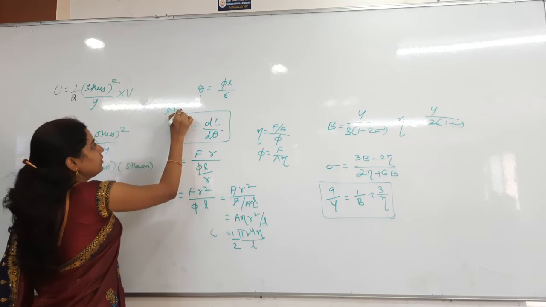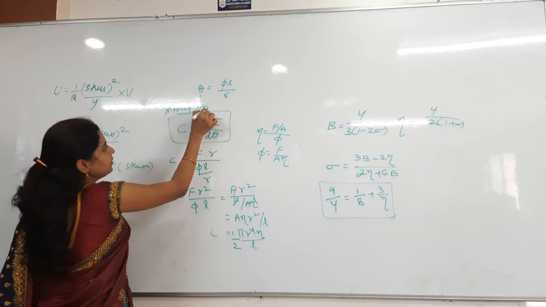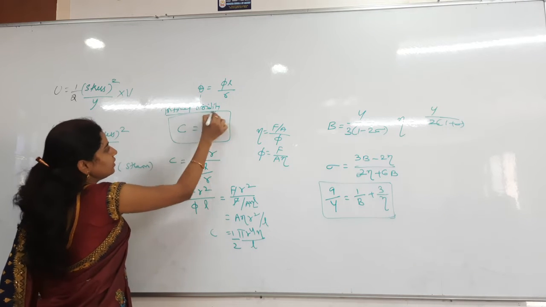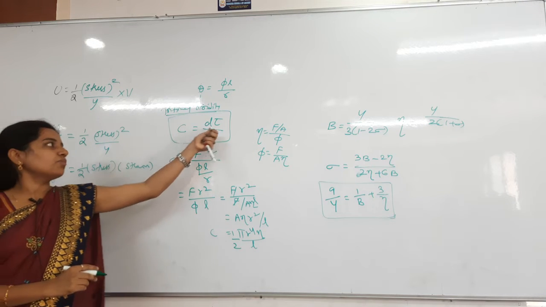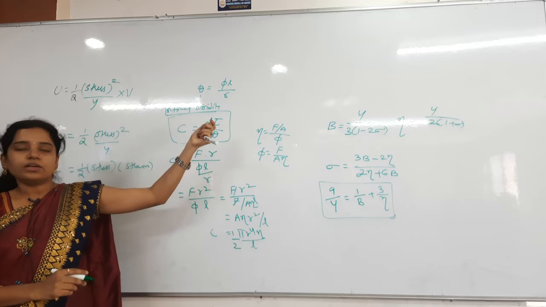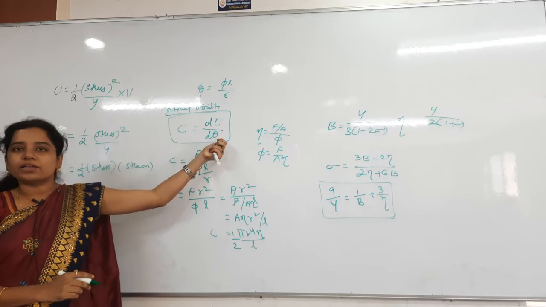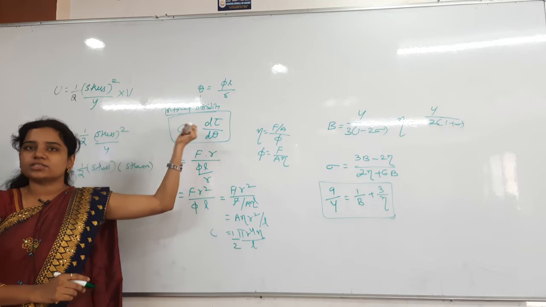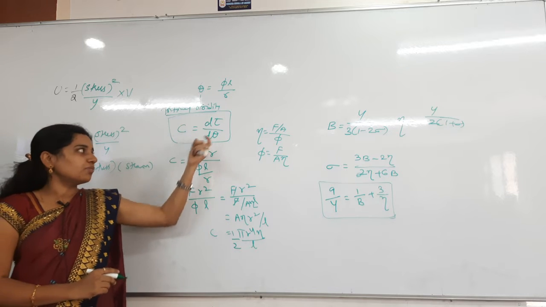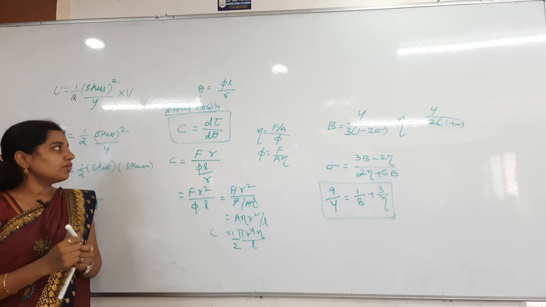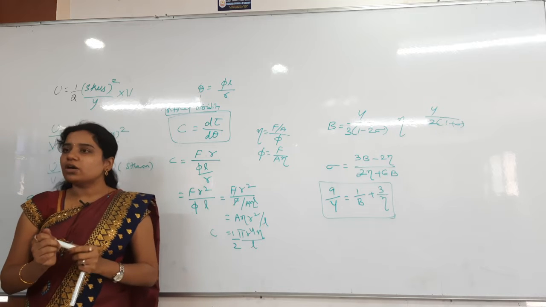I think you have written the definition yesterday. Torsional rigidity C equals d tau by d theta. The torque produced for the unit angular twist is known as the torsional rigidity. C equals d tau by d theta. Now here tau is nothing but torque. Torque is nothing but what?